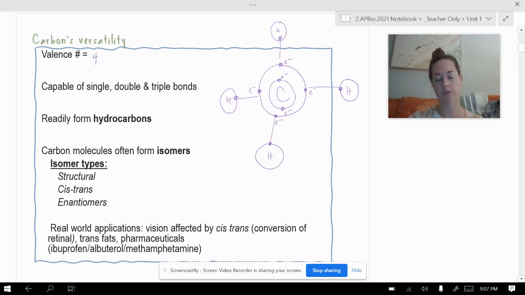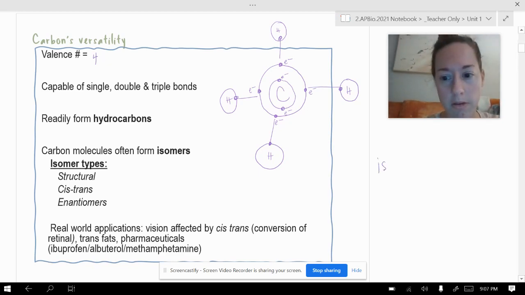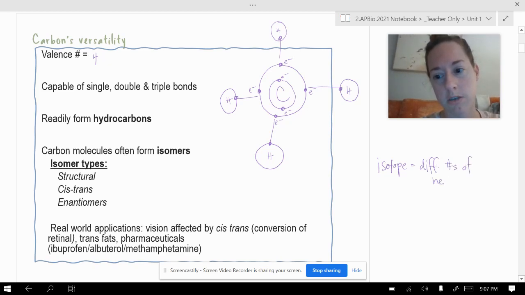Carbon molecules are able to also form isomers. So we talked about some iso words and I words last week. Just like a quick refresher, an isotope is different numbers of neutrons in the element. So that's like carbon 14 is an isotope.